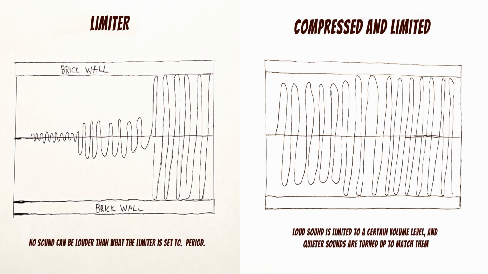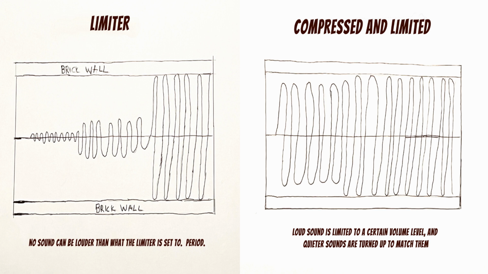Now, taking the idea of compression to the limit, see what I did there? A limiter is doing something similar to what a compressor is doing, but it's doing it to the extreme. Take my analogy and replace those sponges with a pair of brick walls. Now those loud sound waves are hitting that brick wall and stopping.